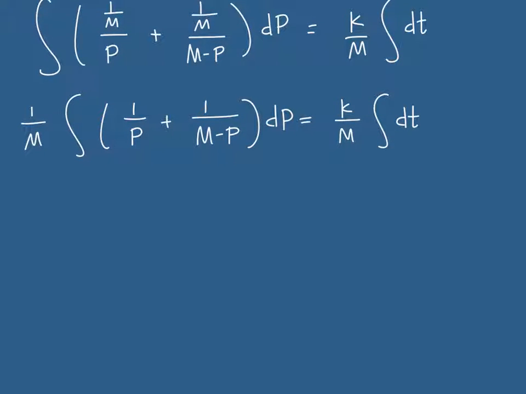All of this is algebra. What have I pulled out of both integrals? I pulled out 1 over m. So what could I do to get rid of that? If I multiply both sides by m, which is a constant, I don't have it anymore, which is going to make my math that much easier. All right, we're ready to integrate.